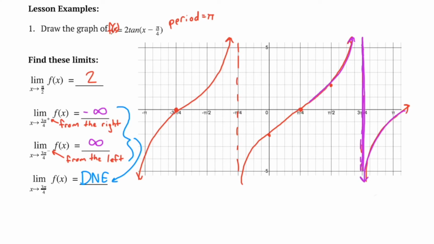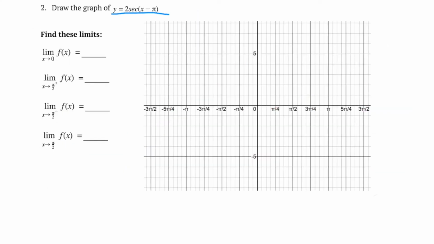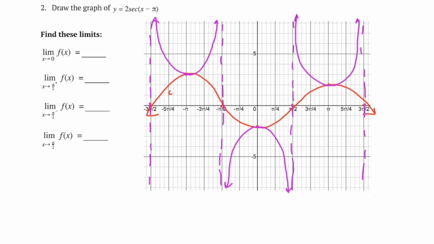So let's take a look at another example. This one has us looking at y equals 2 times the secant of x minus pi. So to save some time, I'm not going to walk you through graphing cosine and secant. I'll just graph it quick and then you can copy it down.